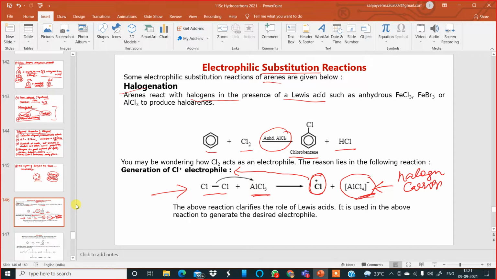This reaction clarifies the role of the Lewis acid. It is used in the above reaction to generate the desired electrophile. So what is the function of the Lewis acid? The Lewis acids are generally used to generate or produce the electrophile which is required to carry out the successful halogenation, or here in this case, chlorination. So this reaction becomes important: halogenation of benzene using a Lewis acid.